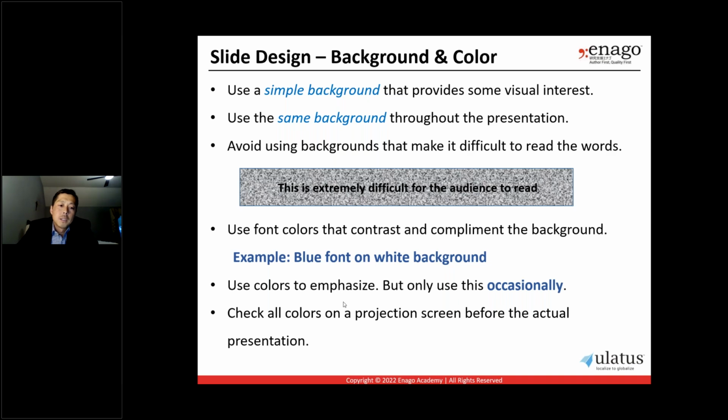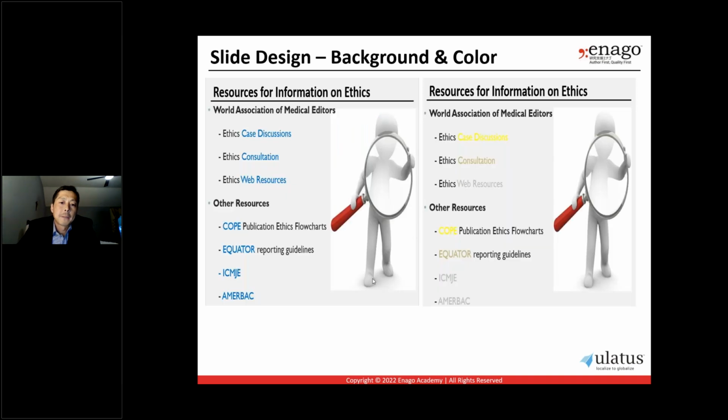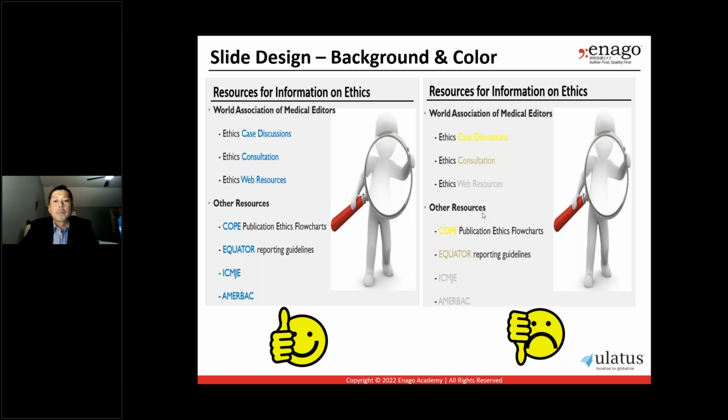And then check all the colors on the projection screen before the actual presentation, just to make sure they work. So this is a virtual one, so everybody can see it's white and black. Again, here's a good example, right? When you use blue with the white or light gray, it works really well. If you start using yellows and gray with gray, then it just doesn't look good. It's hard to read.